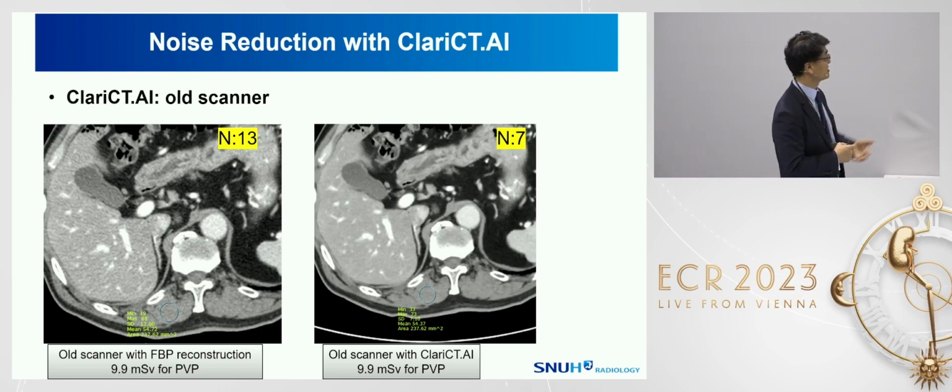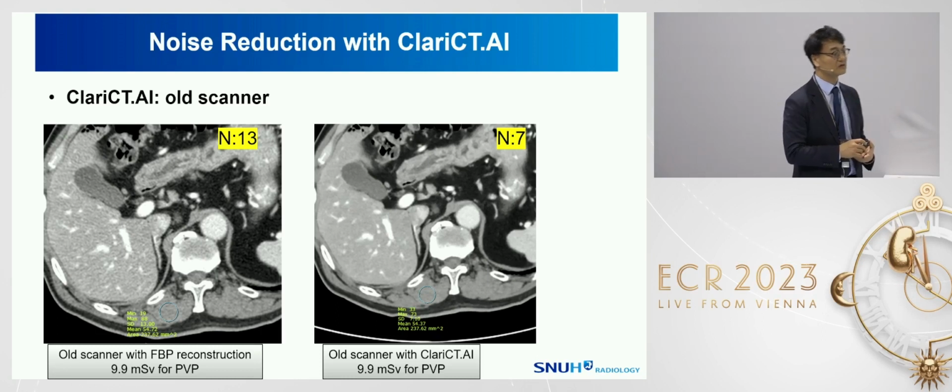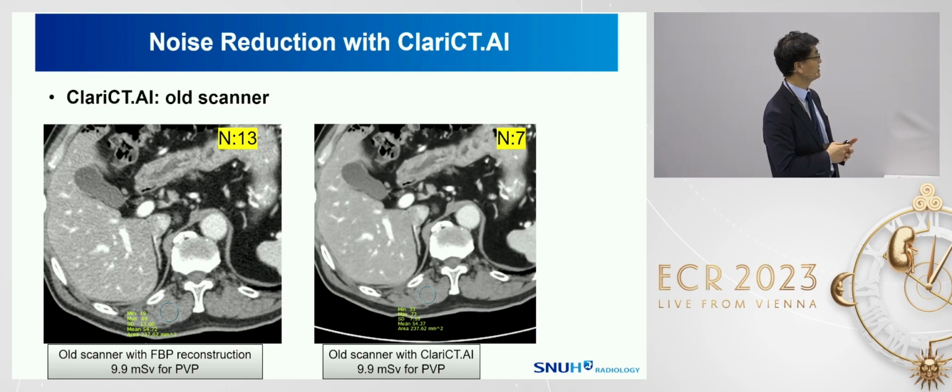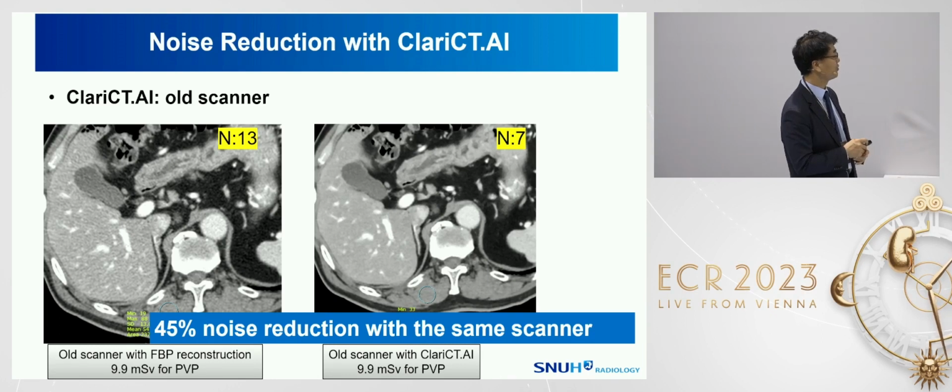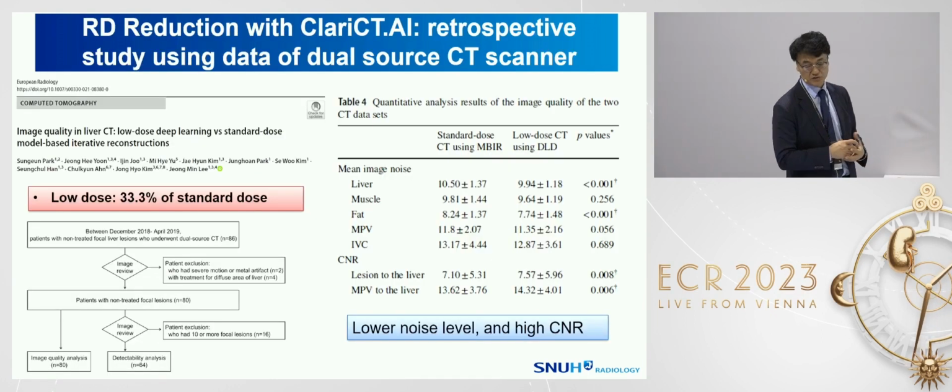We acquired these CT images. 9.9 millisievert radiation exposure was used, and then we applied the ClariCT.AI. You can see obvious reduction of image noise from 13 to 7. So basically, image texture is similar, but image noise is remarkably reduced. Up to 45% noise reduction was achieved.